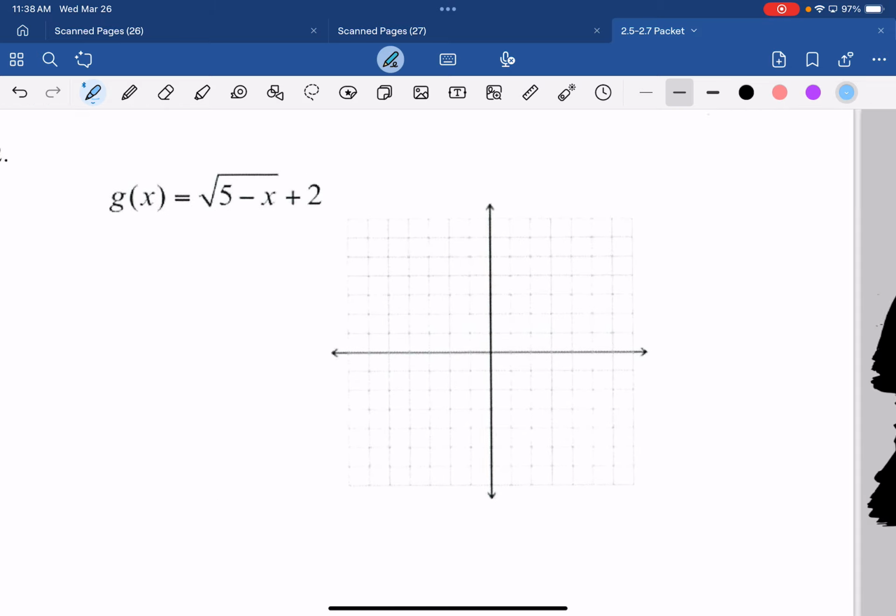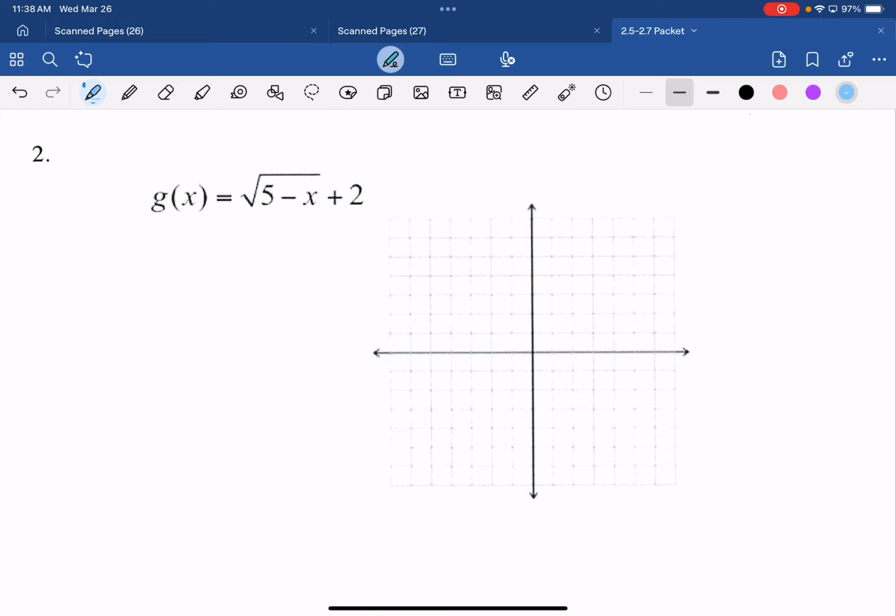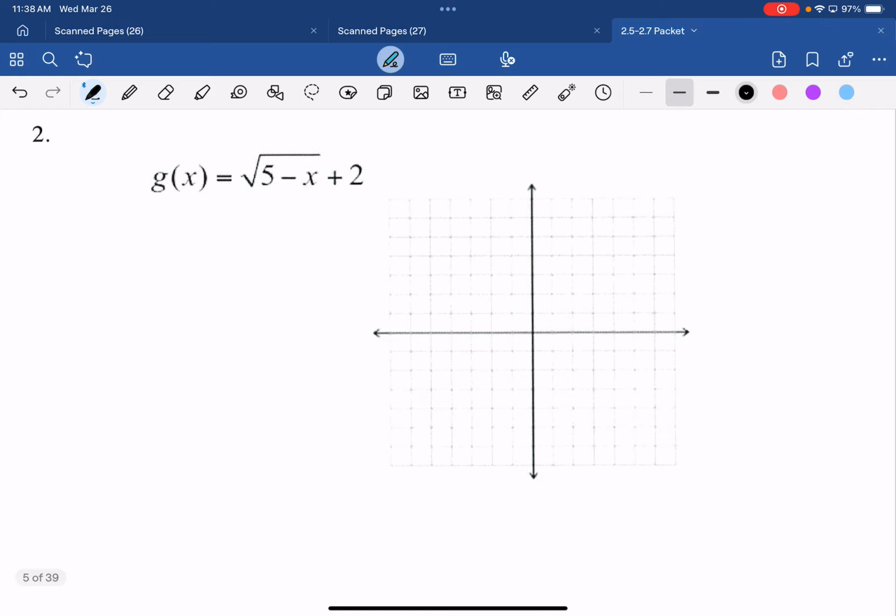Let's look at this next one. Let's start with my parent function. That's our first step, my parent function. What is the parent function going to be for this one? Y equals what? Yeah, perfect. Square root x. So remember, that parent looks like 1, 2, 3, 4. Looks something like this. That's what our square root function looks like.